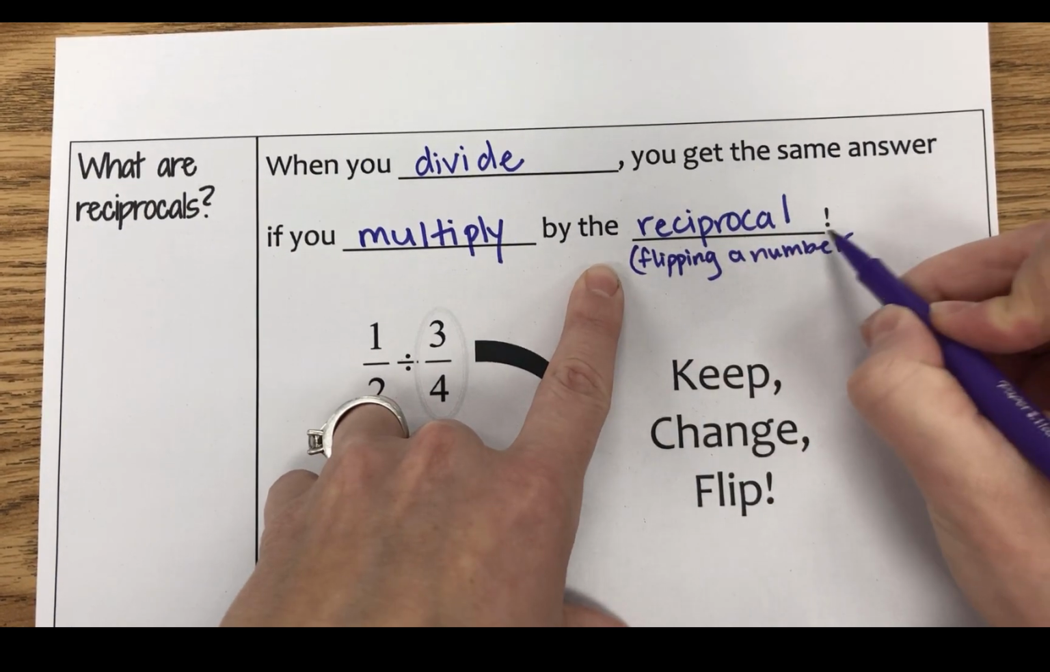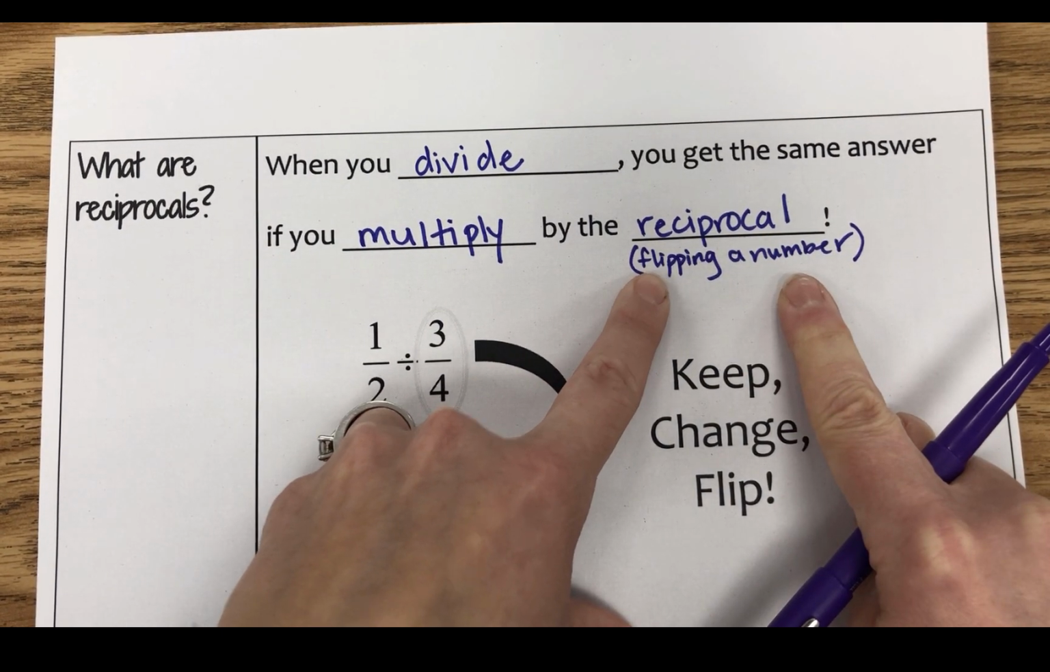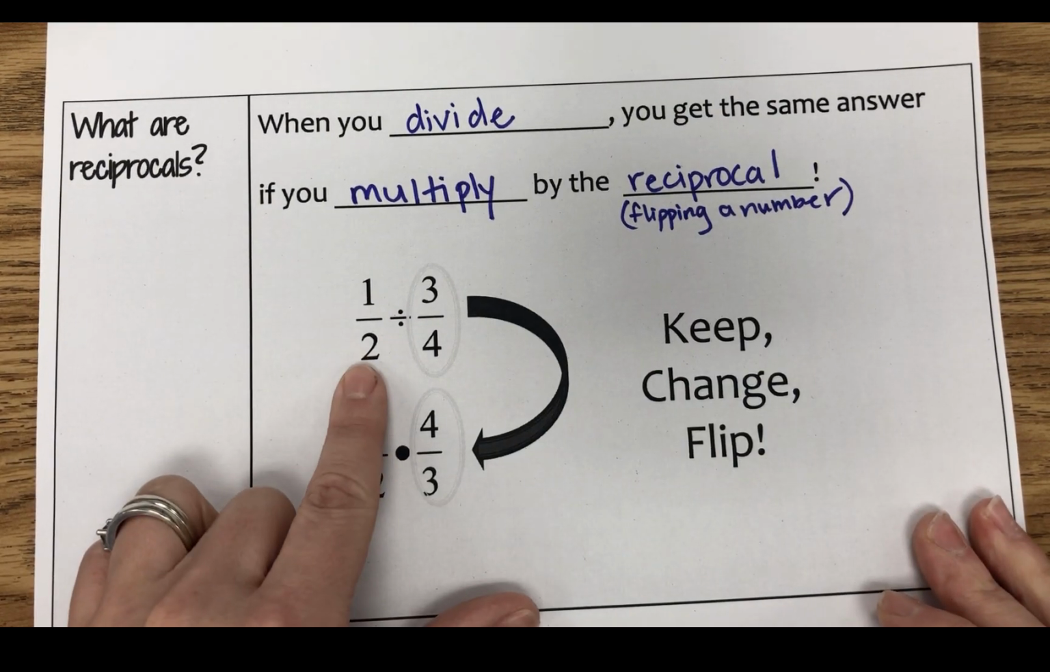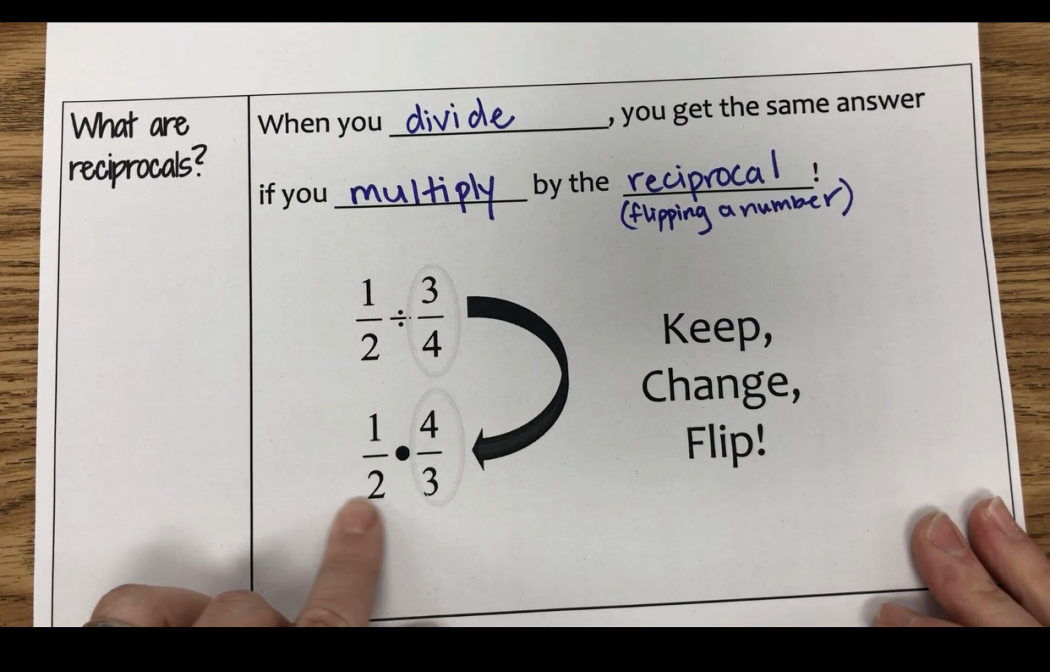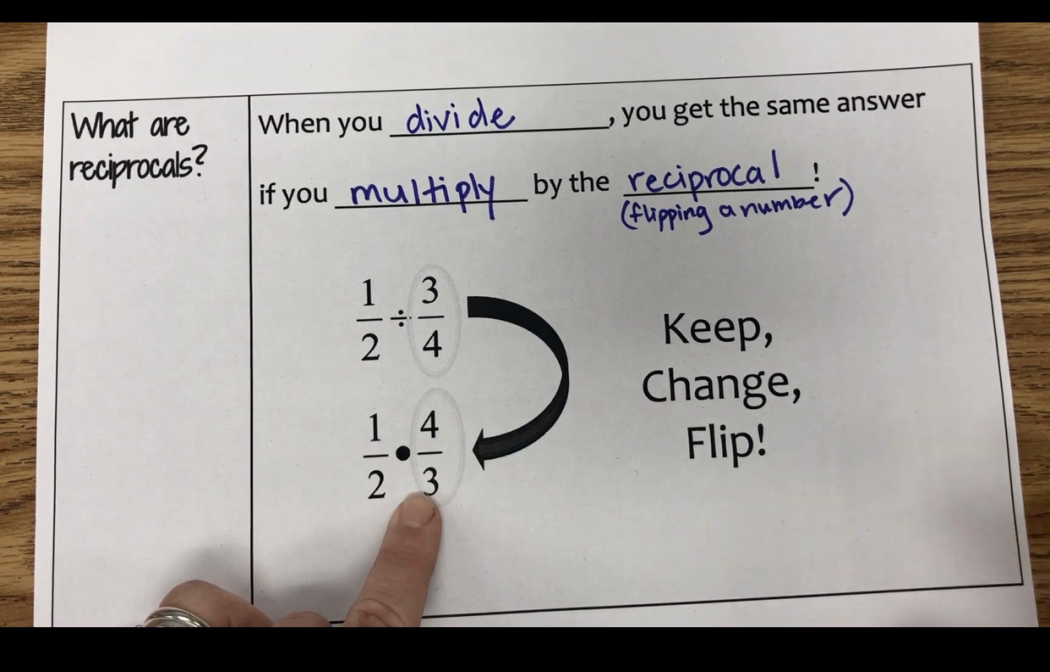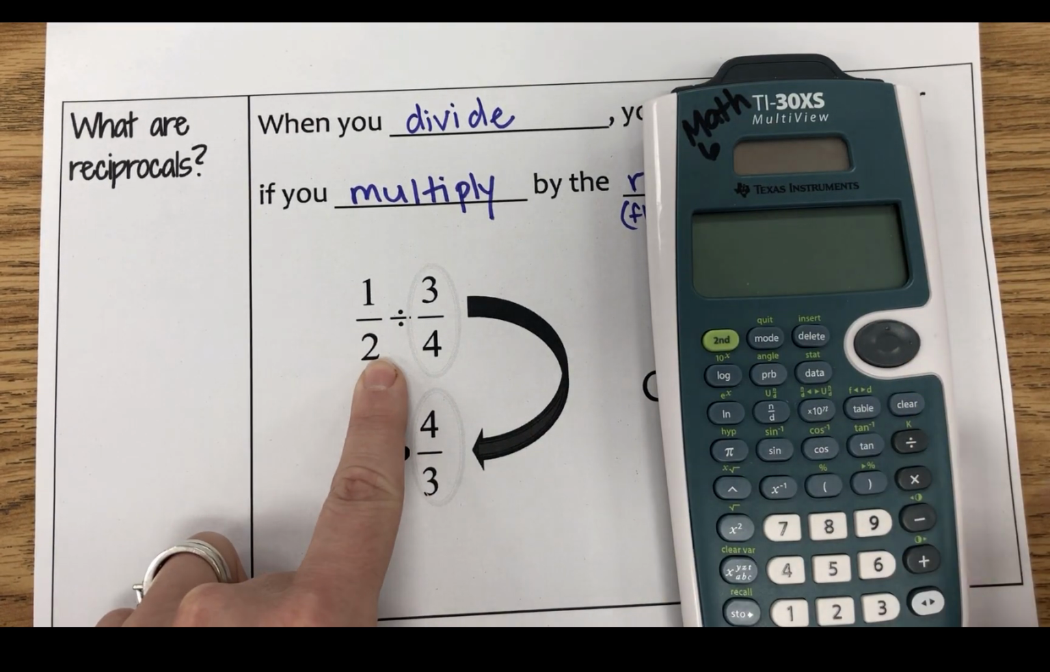Okay, that's what reciprocal is. It's where you're flipping a number. So let's look at this. We have 1/2 divided by 3/4. Is that the same as 1/2 times 4/3? Well, let's first get an answer to this.